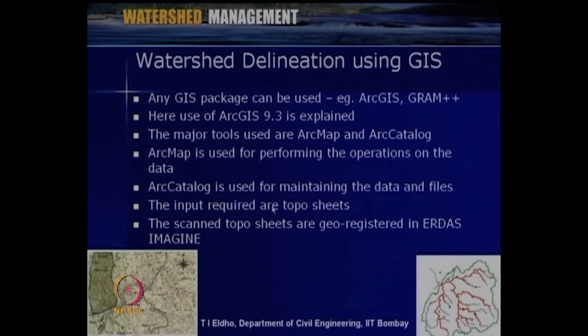The inputs required are generally the topo sheets and, of course, the digitized contour intervals. For example, if this is our topo sheet, first we can scan the topo sheet and then georegister it. Georegistering means we can choose three typical points and then, either using latitude and longitude or a particular coordinate system, we georegister. That process is called georegistering. We can do this in typical software like ERDAS Imagine.